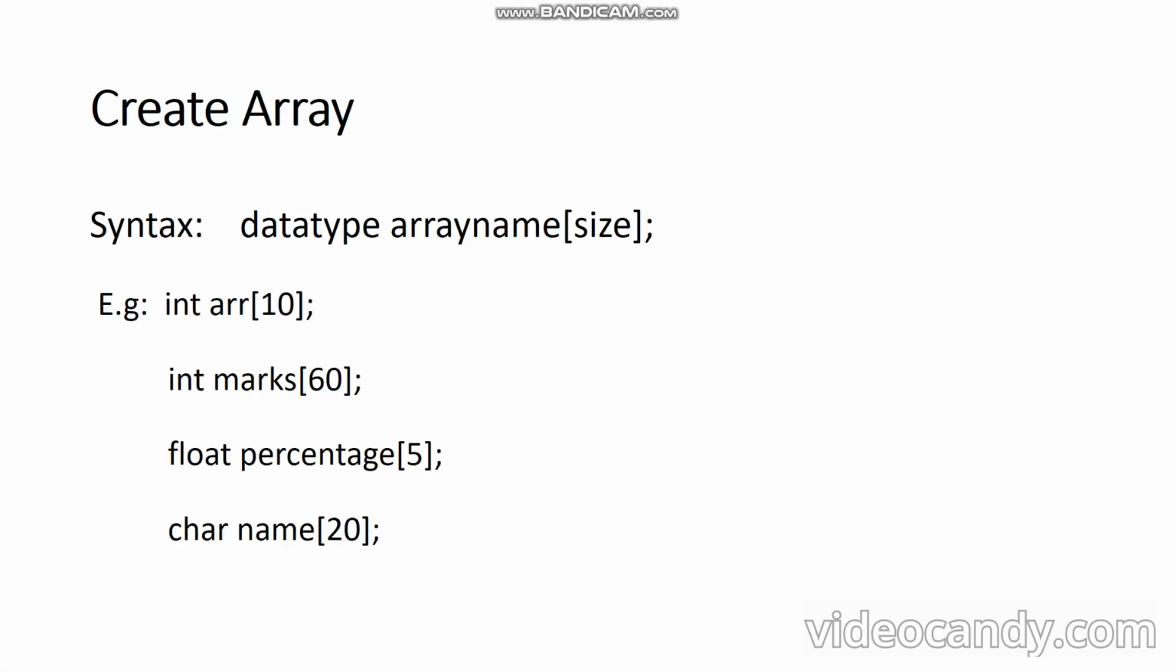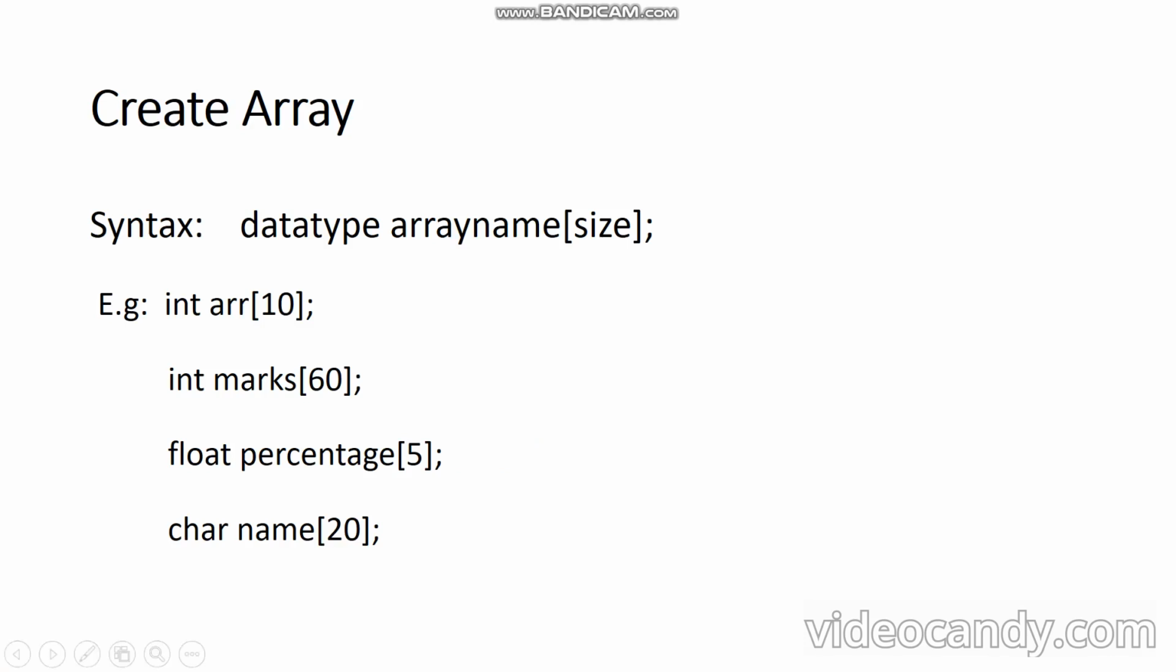So for creating the array, the syntax is, first of all, you have to write the data type, then the array name, and in square bracket you have to give the size of the array. That means the number of elements which you want to store in the array. So here I have given some examples of how to declare the array. Here int stands for integer, ARR is nothing but the name of the array, and in square bracket I have written 10. That means 10 elements of type integer can be stored in the array whose name is ARR.